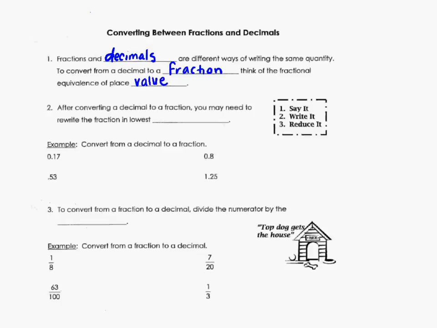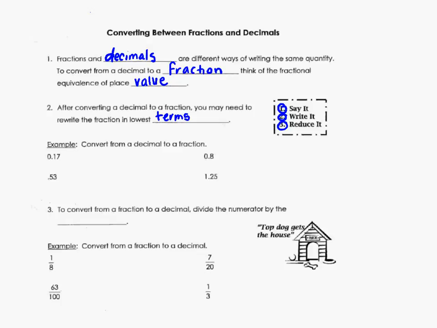After converting a decimal to a fraction, you may need to rewrite the fraction in lowest terms. When we write it in lowest terms, it means we're simplifying it. We will always want to have the fraction in the most simple form we can get. So as we're going from a decimal to a fraction, we have 3 easy steps. We say it, write it, and then we reduce it. Say it, write it, reduce it.